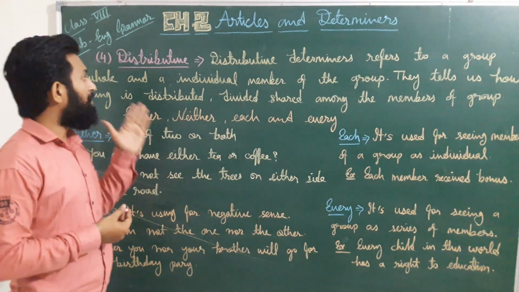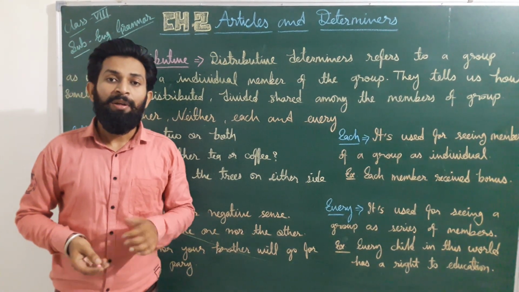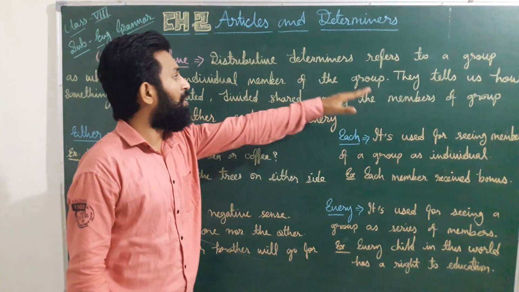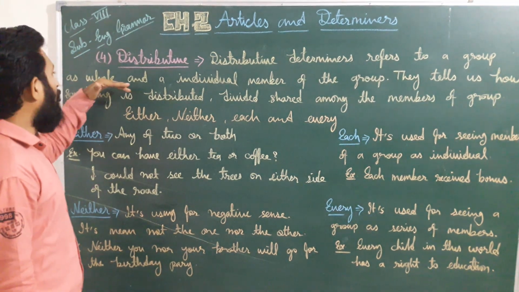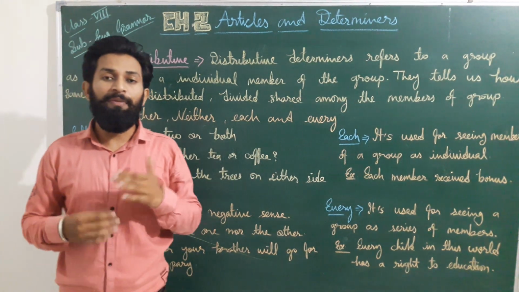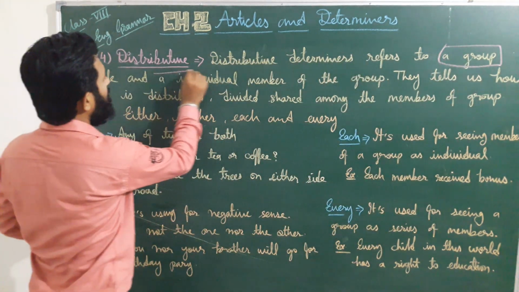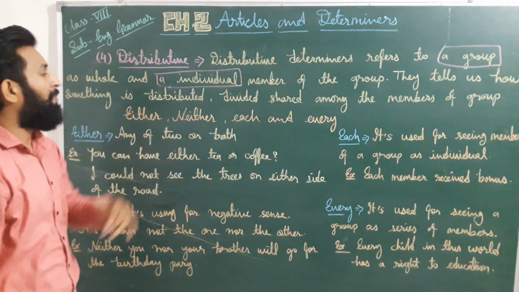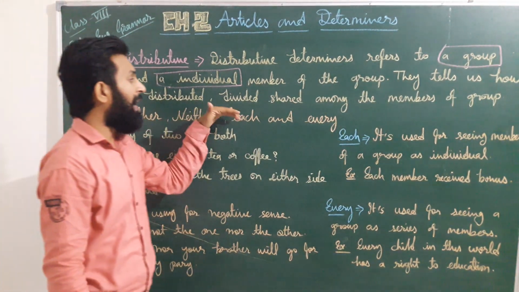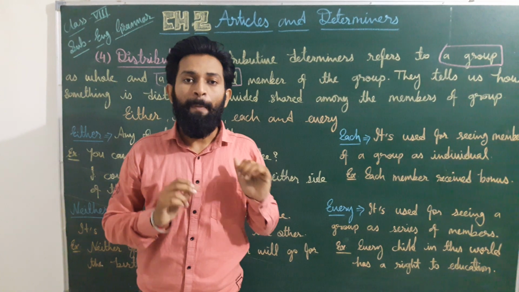Dear students, as per the name, distributive means that type of determiner is used whenever anything is going to be distributed between or among persons or things. Distributive determiners refer to a group as a whole and an individual member of the group. If a thing is going to be distributed between a group or to an individual person, then we have to use that type of determiner, and they tell us how something is distributed, divided, shared among the members of the group.